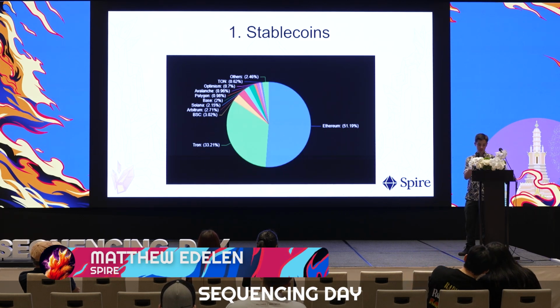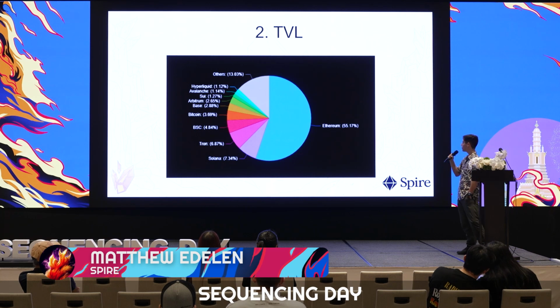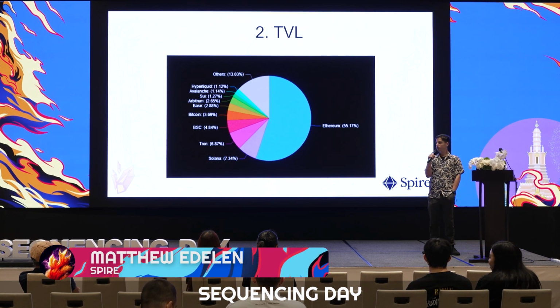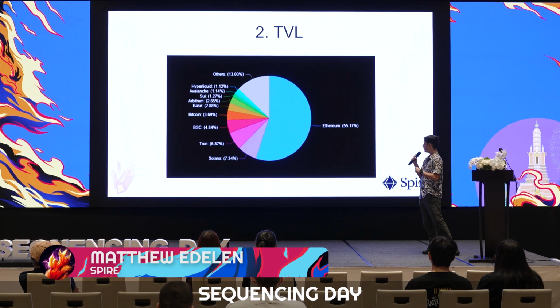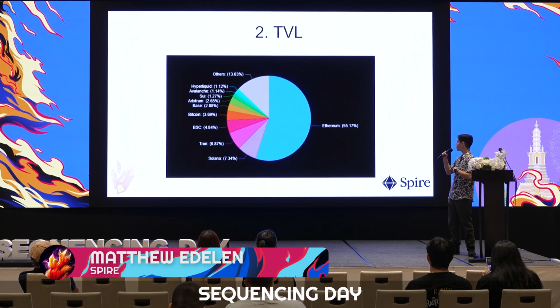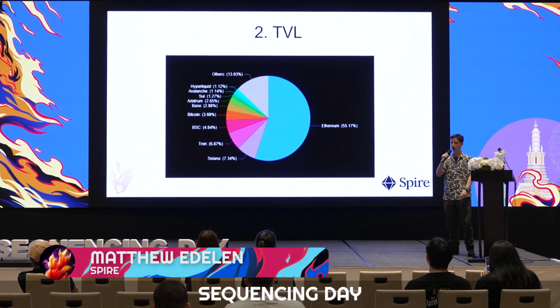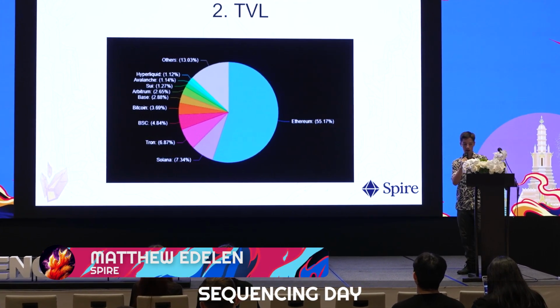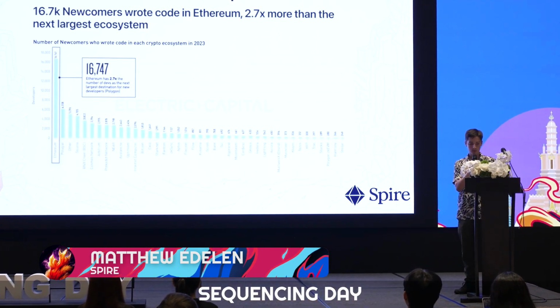I think that's important. Another thing is TVL. So you might see these charts all over the place. And I think it doesn't often get highlighted how massive Ethereum is when it comes to TVL. That's 55% of every chain ever. 55% of that TVL is on Ethereum layer 1.